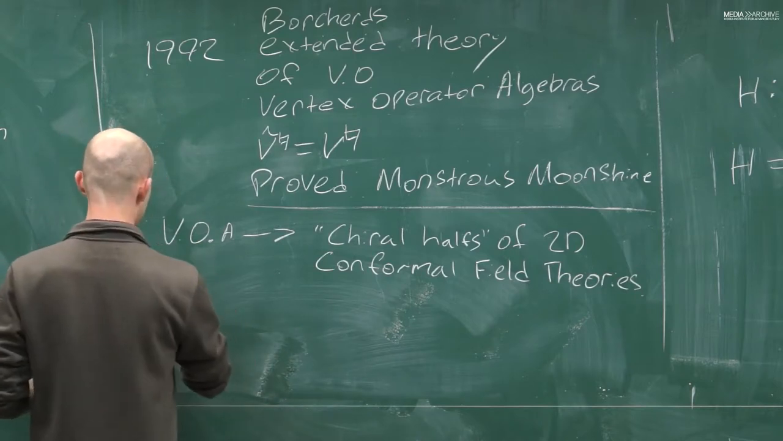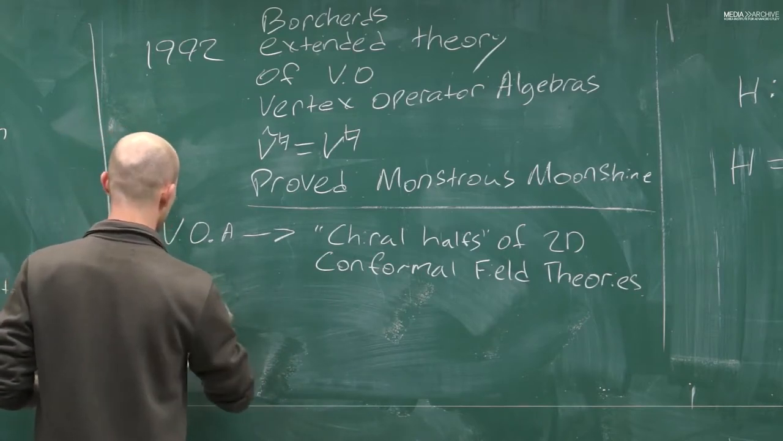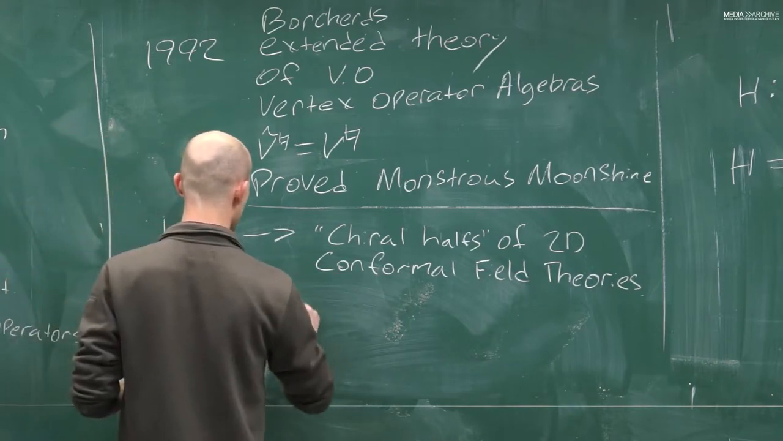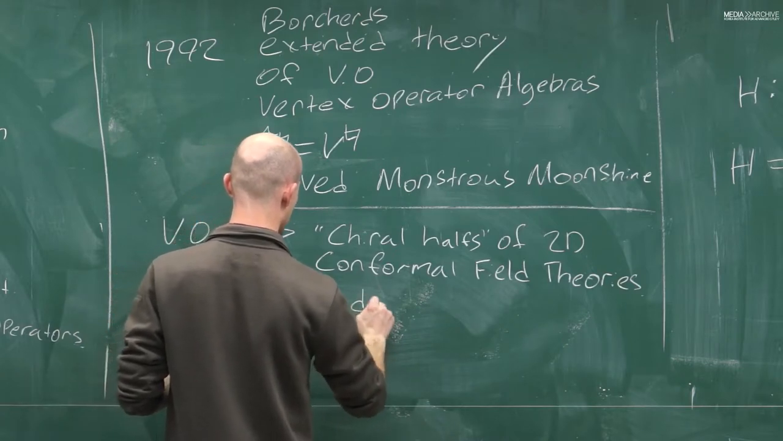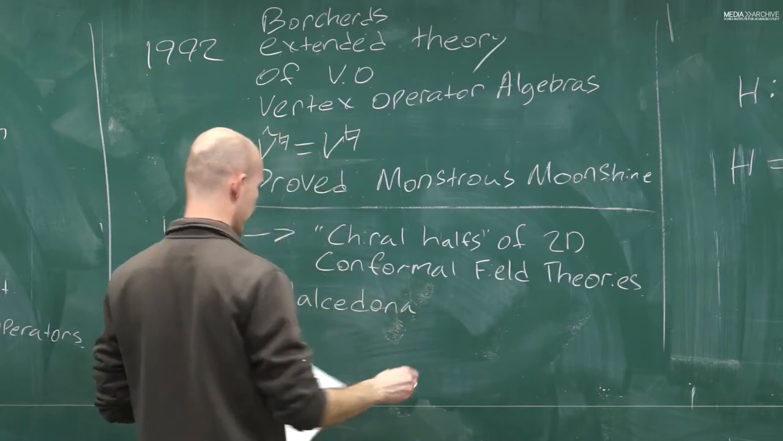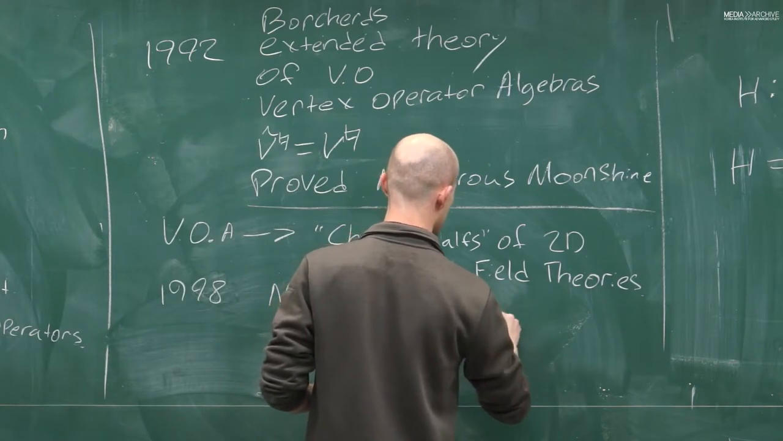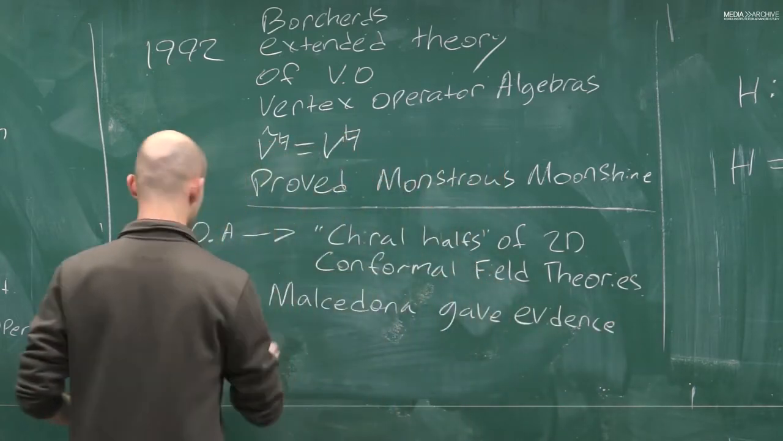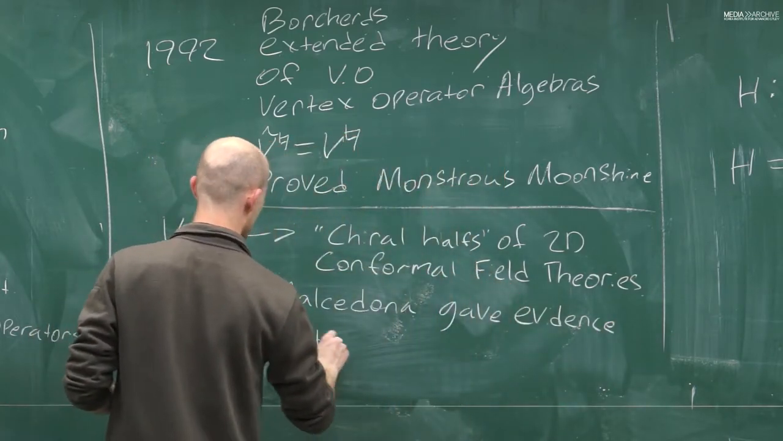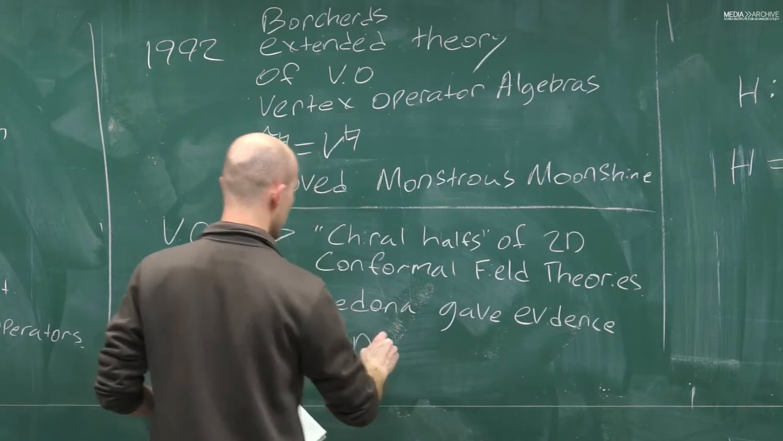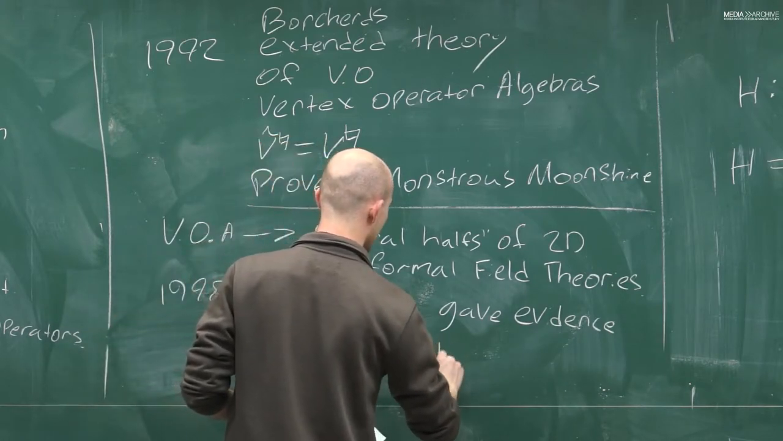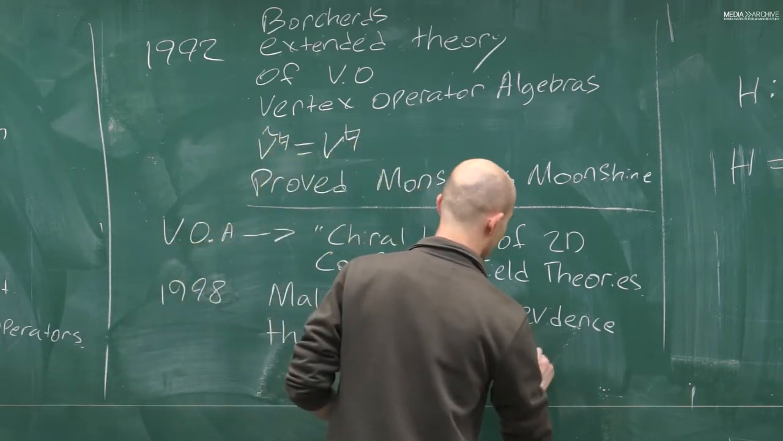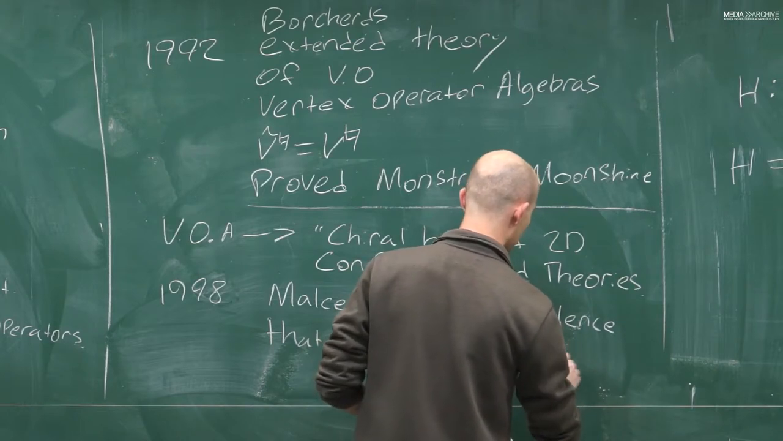And then in 1998, this is of note because in 1998, Maldacena, a physicist, gave evidence that a 2D conformal field theory corresponds to a 3D theory of gravity.